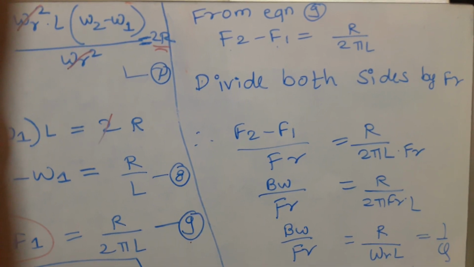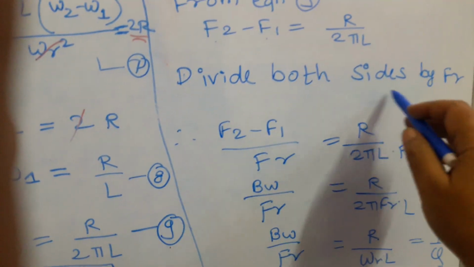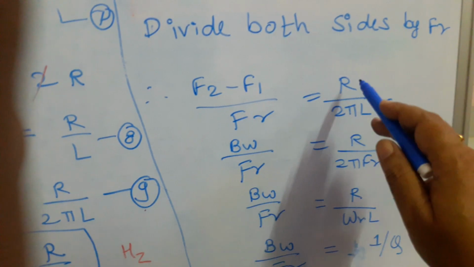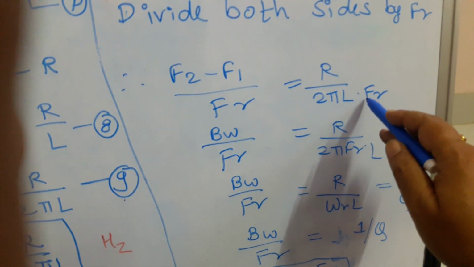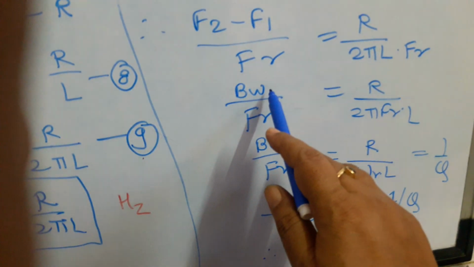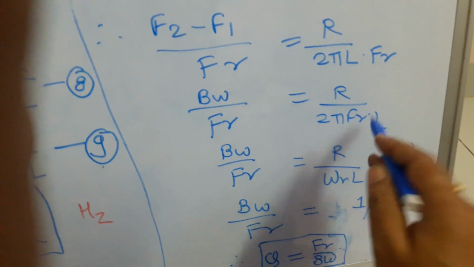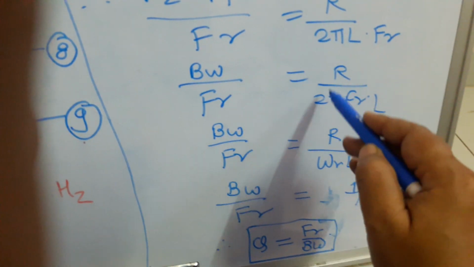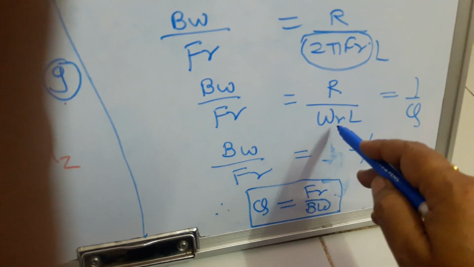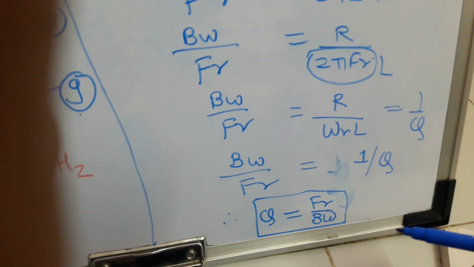Similarly, if we divide equation number 9 by fr, divide both the sides by resonant frequency fr, we get f2 minus f1 upon fr is equal to R upon 2 pi L divided by fr. So f2 minus f1 is nothing but bandwidth. Let us write bandwidth here. Bandwidth upon fr is equal to R upon 2 pi fr dot L. Now 2 pi fr is nothing but omega r. So we have R upon omega r dot L is equal to bandwidth upon fr, that is resonant frequency.